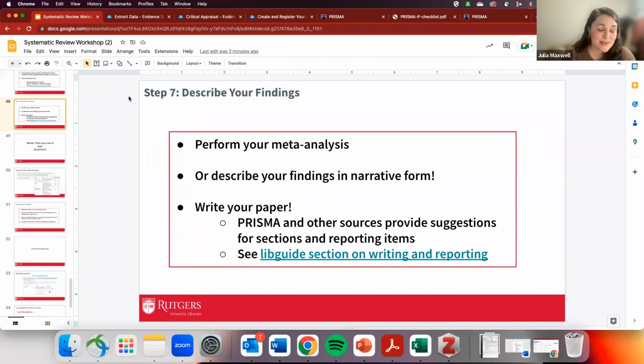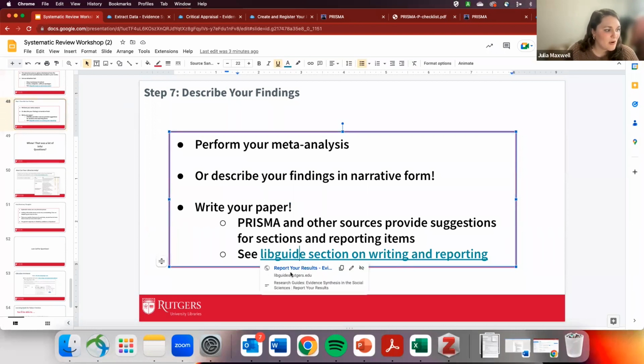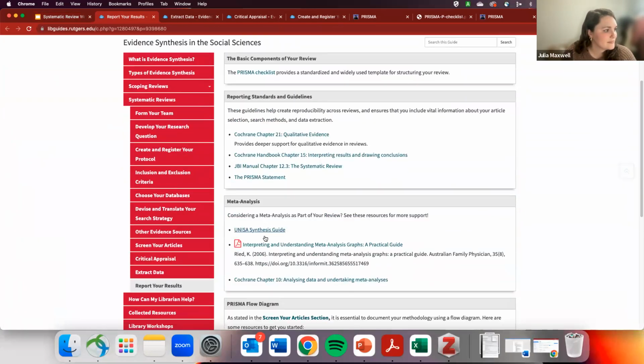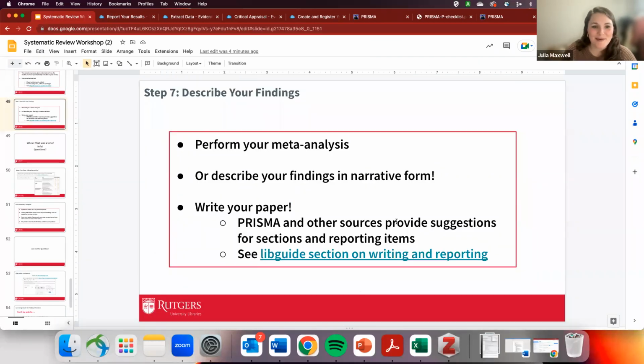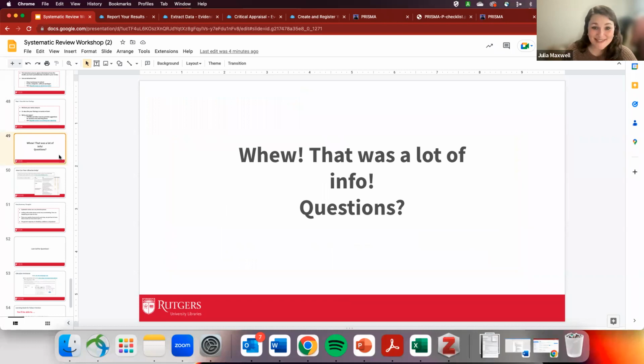And then describe your findings. So at this stage, you perform your meta-analysis or write your findings in a narrative table or do both. Again, PRISMA is your very best friend throughout all of this. It'll help you report and say how to report and what to report. There's also a section about writing and reporting in the LibGuide, which I'm not going to scroll through because I feel like by now you're like, okay, I've got the LibGuide. All right, so that's it. Those are the steps. Then you publish, hopefully.